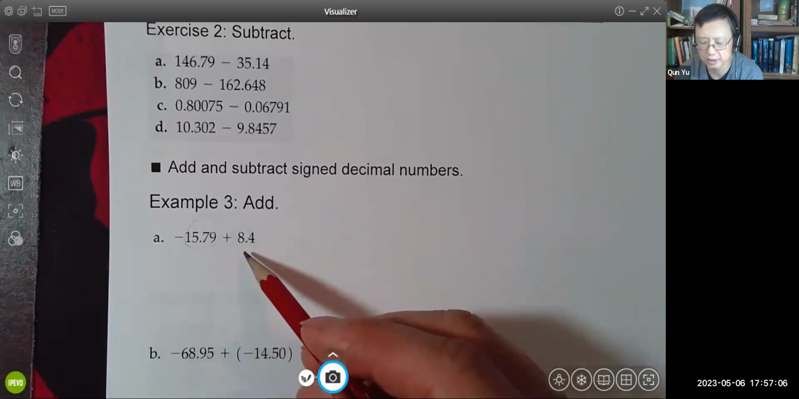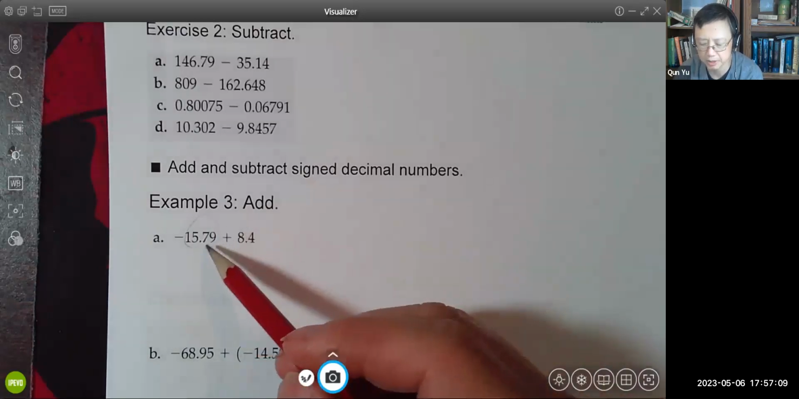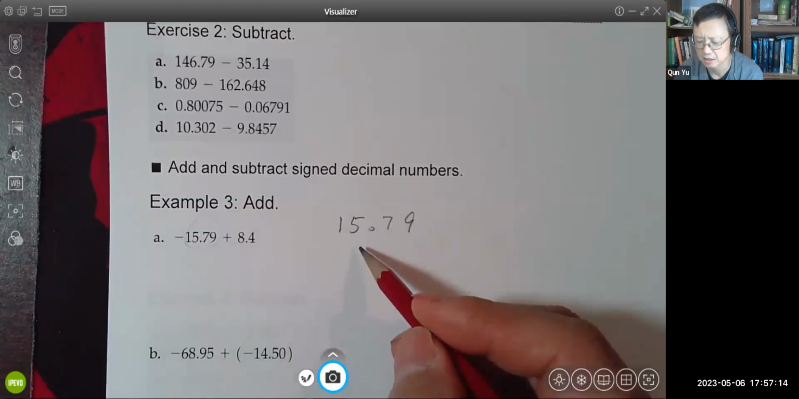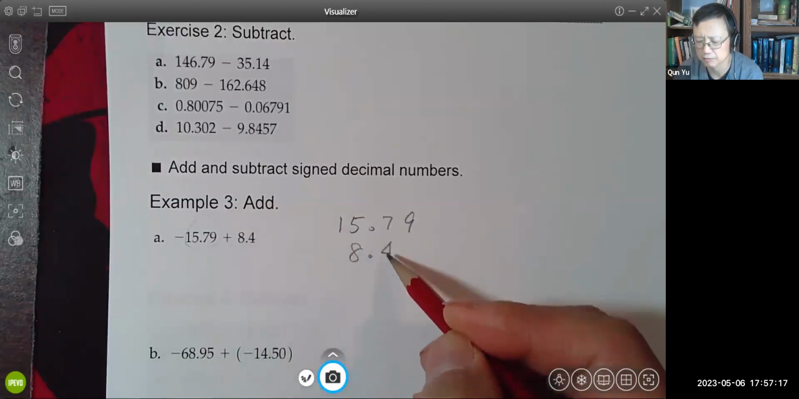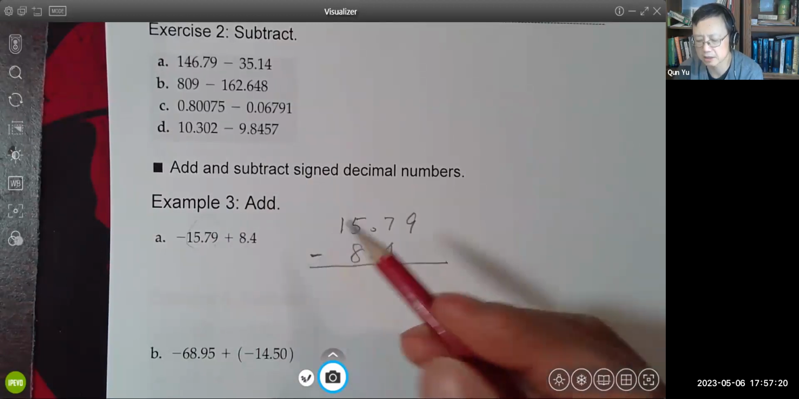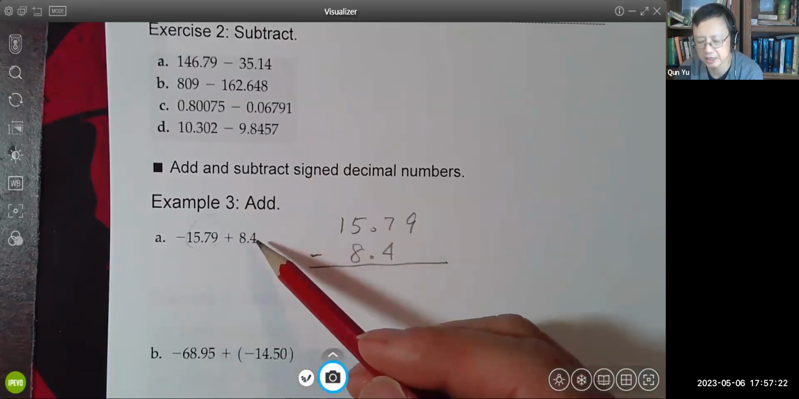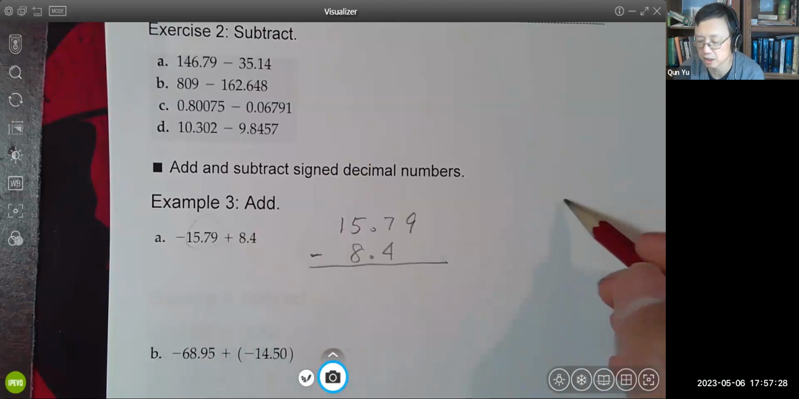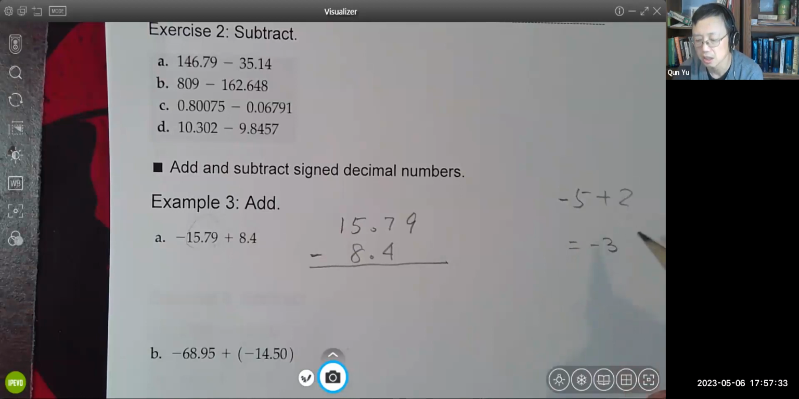But the way we do it is that we want to do subtraction using bigger number minus smaller number. 15.79 minus 8.4. The reason we do subtraction is that when you have one positive number and one negative number added together, the result is the difference between these two numbers. For example, -3 plus 2, that's -1. How do we get 1, this number without sign? It is the difference between these two numbers. That's why we do subtraction to get the difference first. Then we look at which number is larger in size to determine the sign.